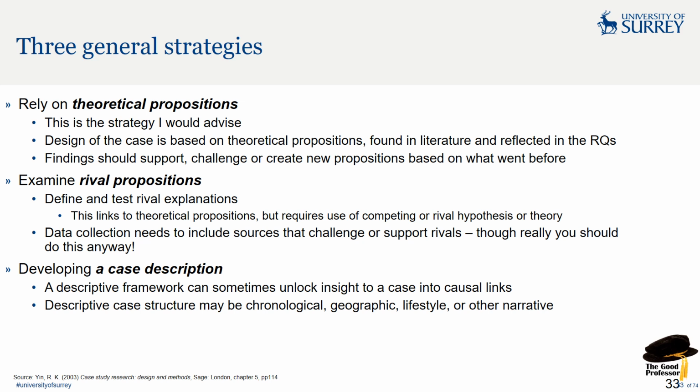And then you can define and test the multiple explanations for why something's happening. This links to theoretical propositions, but requires use of competing or rival hypothesis or theory to explain why what you're seeing is happening. So you can then look at it in multiple ways and decide what the true explanations are. Data collection needs to include sources that challenge or support the rivals. Though really, you should be doing this anyway, because if you try and publish something and there is a rival explanation you haven't thought about, then you can often guarantee that one of the reviewers will know about it and your work will not get published.